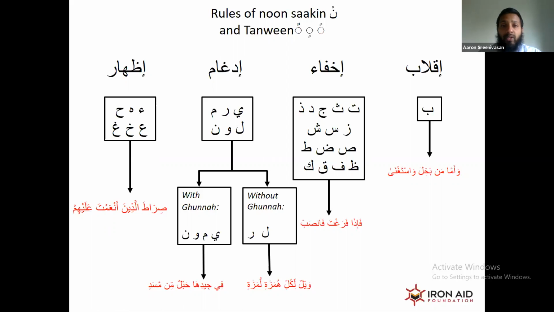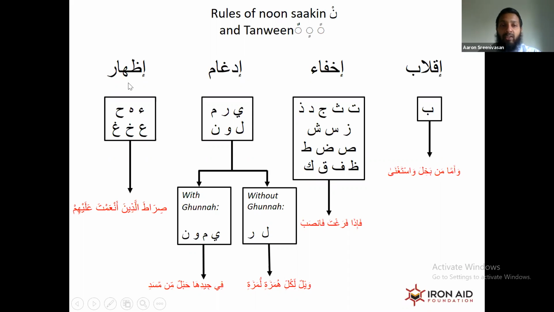First thing we do when we see an ayah in the Quran, or we see a noon sakin or a tanween, we're going to look at the first letter that follows that noon sakin or tanween, and we're going to decide which one of these four rules that letter belongs to. Because none of the letters, we said, overlap into any of the rules. They all only belong in one rule each.